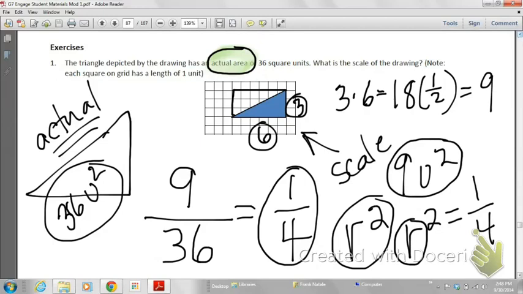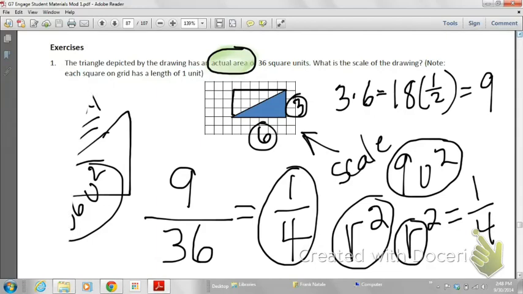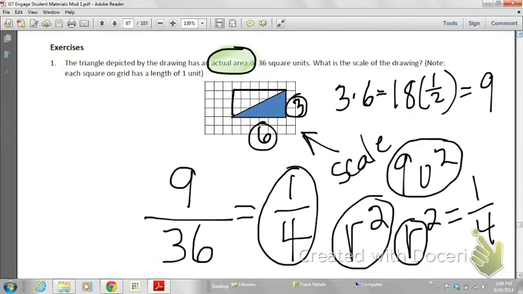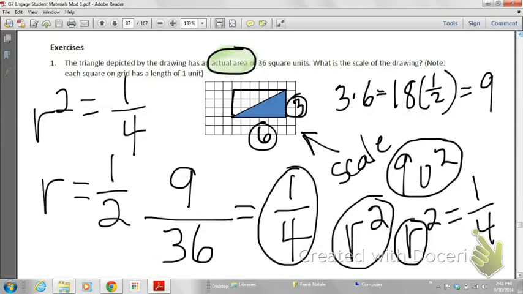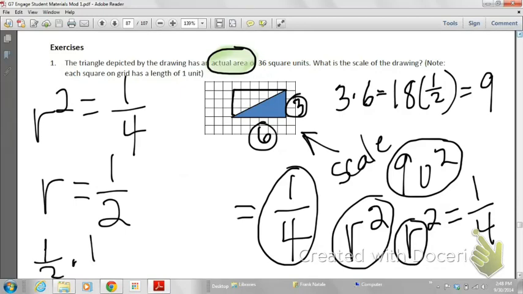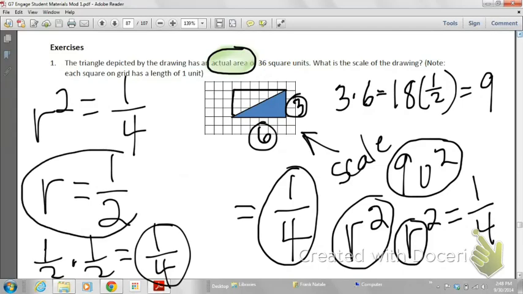Okay, so if r squared equals 1/4, then that means r equals 1/2, because 1/2 times 1/2 equals 1/4. So r, which is our scale factor, is 1/2.